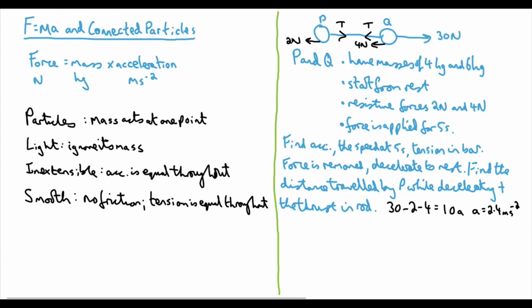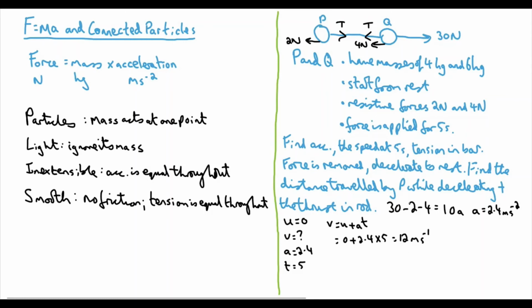That's your acceleration. As for the speed after 5 seconds, well, we know they start from rest, so your U is 0. We're after the V, A is that 2.4, and T is going to be the 5 seconds. So V equals U plus AT, so it equals 0 plus 2.4 times 5. That's going to give you a speed of 12 meters per second.